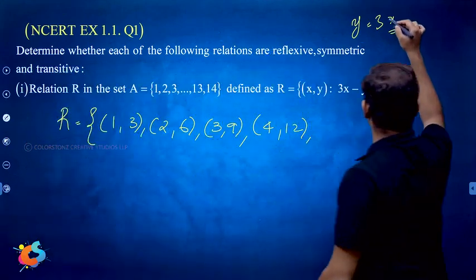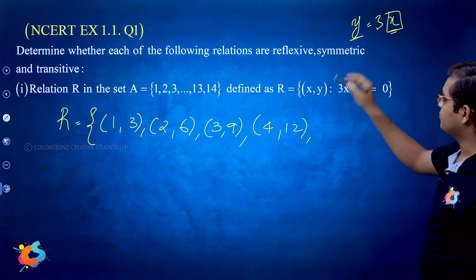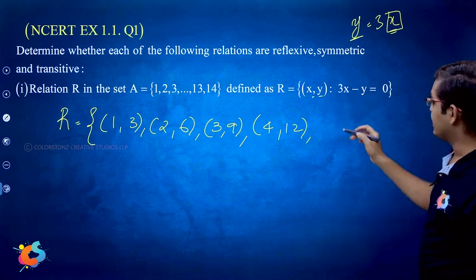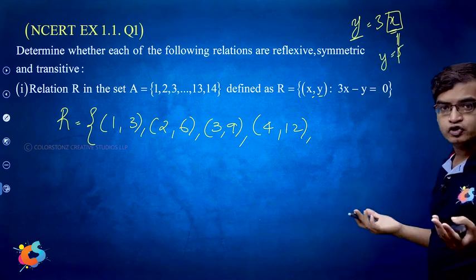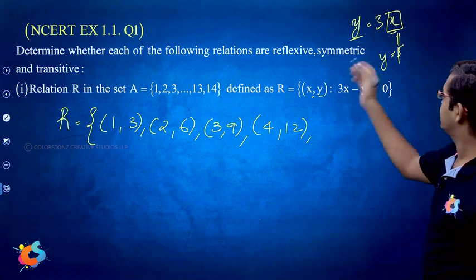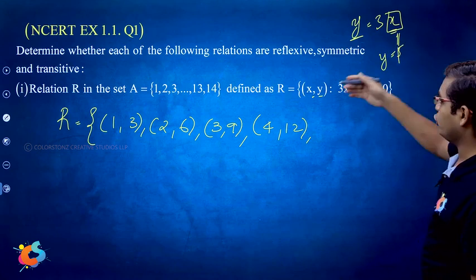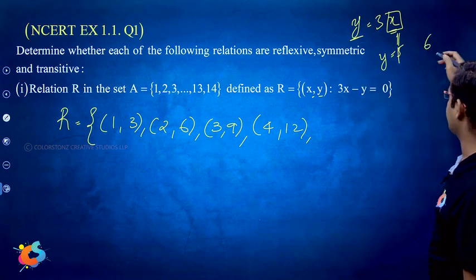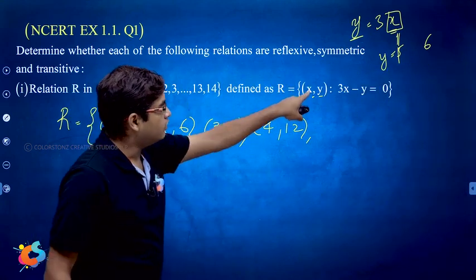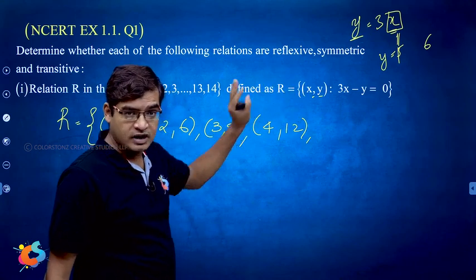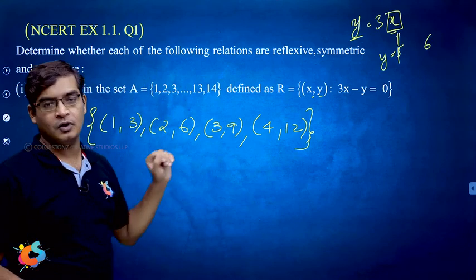Obviously, as we just discussed, x should come from set A. Now, where will y come from? y also should come from set A only. So if you take x equal to 5, then y will be 15. This mapping is not possible because 15 is not in our set. So you cannot take x equal to 6 and beyond, because for x equal to 6, y will be 18, which is not in set A. So x should come from set A, and y also should come from set A. So these are the only possible ordered pairs.